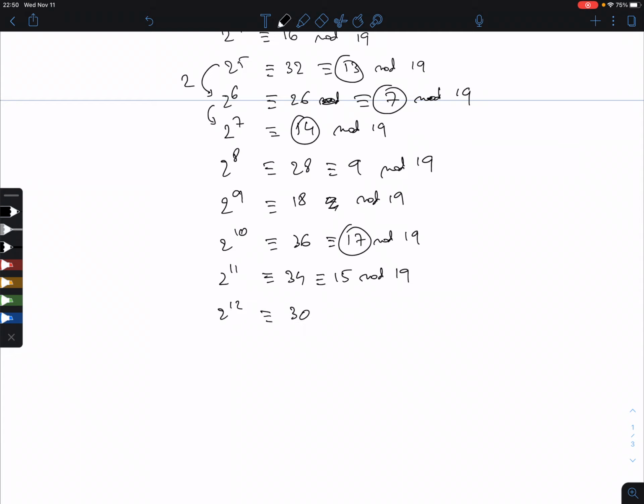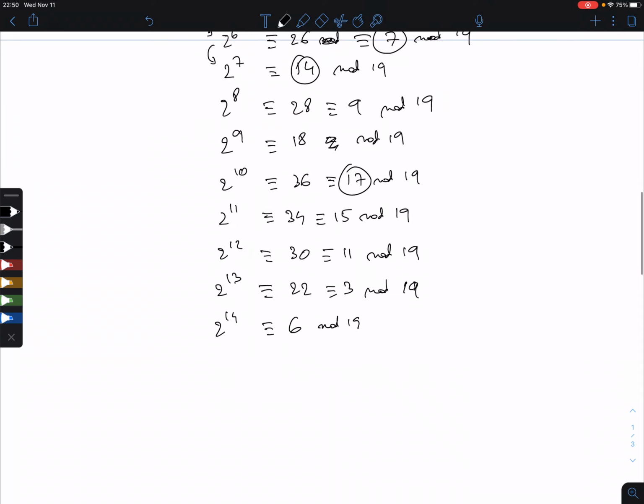Wow, they really send us on a goose chase here, right? So this is 11 mod 19. 2 to the 13, that is 22, which is the same as 3 mod 19. Okay, no, we're not getting there. 2 to the 14 is equivalent to 6, doubling the last number, right? Mod 19. 2 to the 15, that is 12 mod 19, no, we're not there yet. 2 to the 16, that's equivalent to 24.